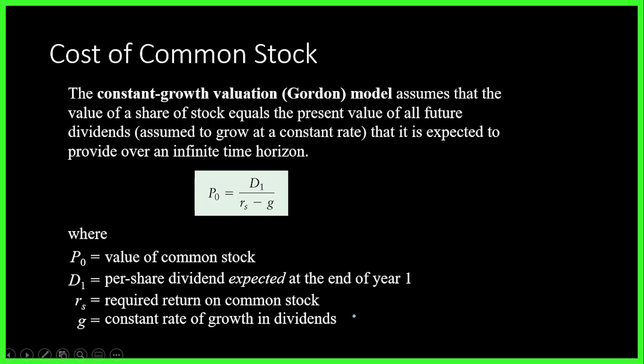There are different tools. Most of the time, we use the Gordon's model, also known as the constant growth valuation model. And we have the capital asset pricing model. So, paano yung constant growth valuation model? This model assumes that the value of a share of stock equals the present value of all future dividends. So, yung mga dividends na matatanggap mo sa hinaharap, you're going to discount that, which means you get the present value of all those dividends. You get the total, and that should be the fair market value of your stock.